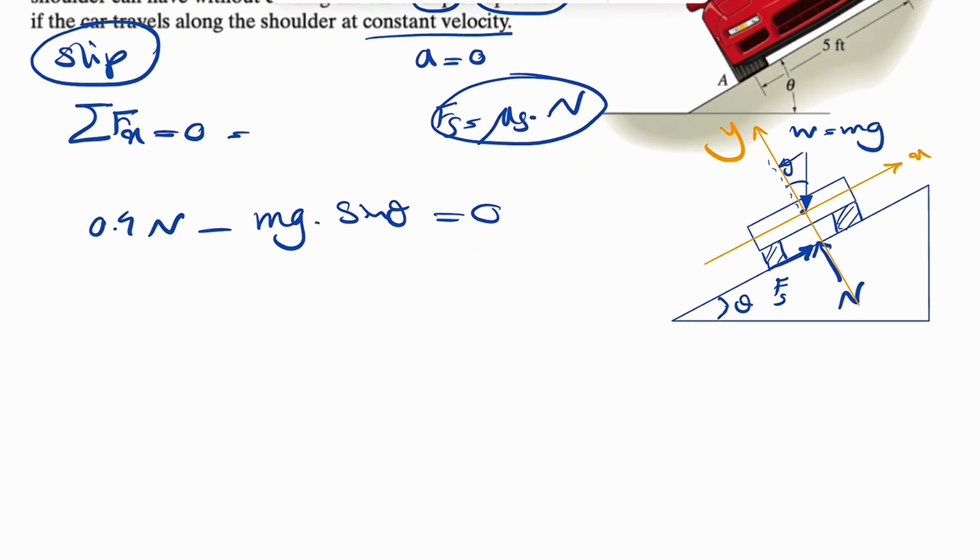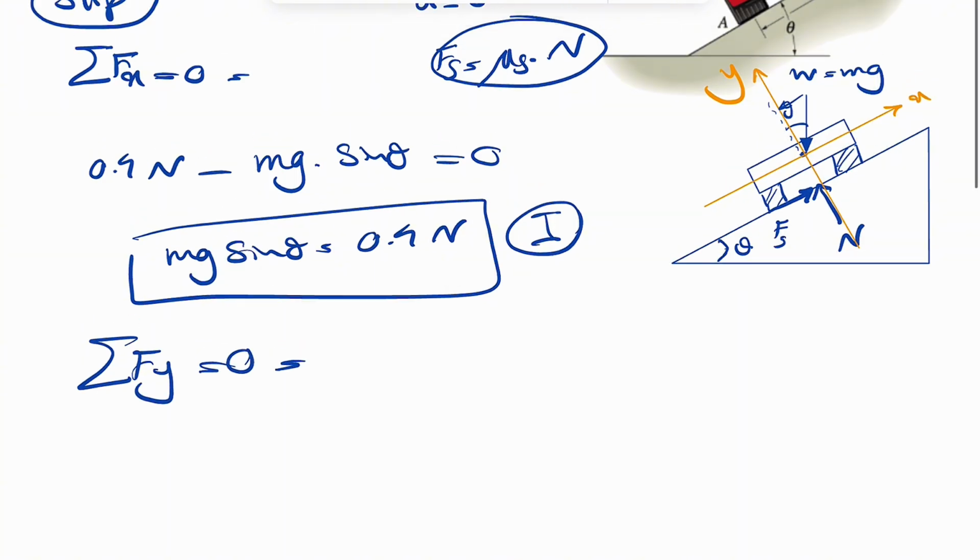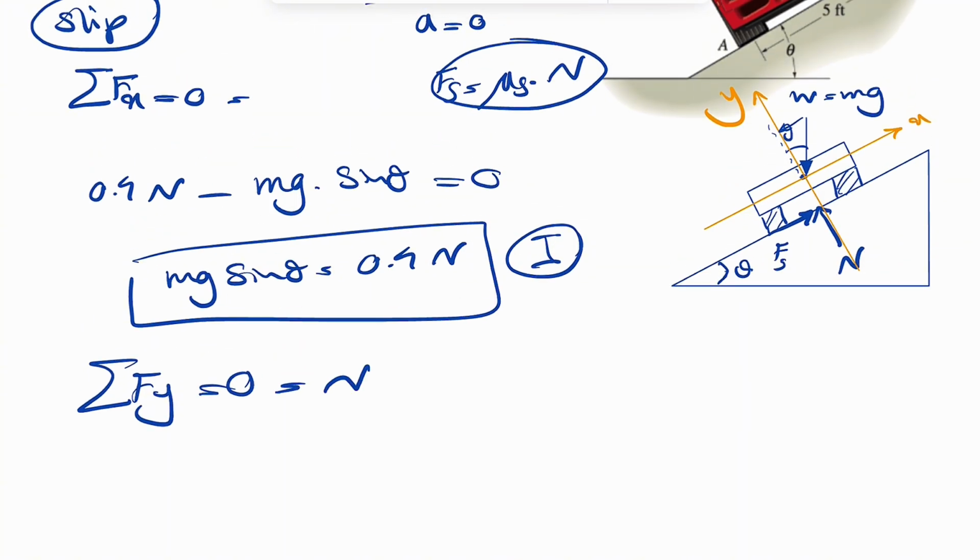So from the first equation, basically we have mg sine of theta is equal to 0.4 N. And let's do sum of all forces in y equals 0. So we have the normal force and we have the y component of the weight, which is mg cosine of theta equals 0.